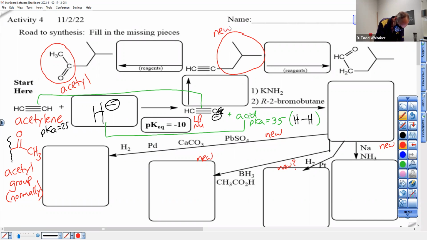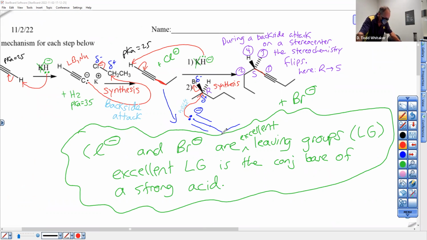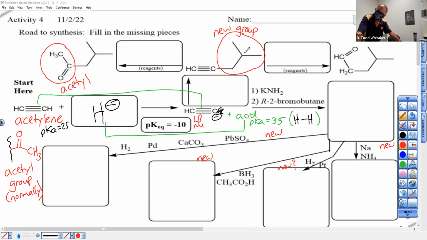New group. Can I remind you how you got new groups on before? We put an ethyl group on by having ethyl attached to chloride. There's the ethyl group. We put an S2 pentyl group, 1, 2, 3, 4, 5 group on by starting with R2 pentyl bromide. I think the ethyl was a good example, because in this one, I want an isobutyl. So what are you going to put in the box? Just isobutyl? Try that.